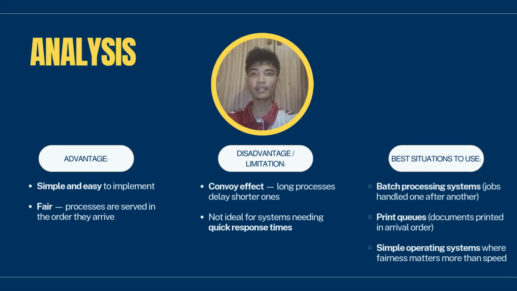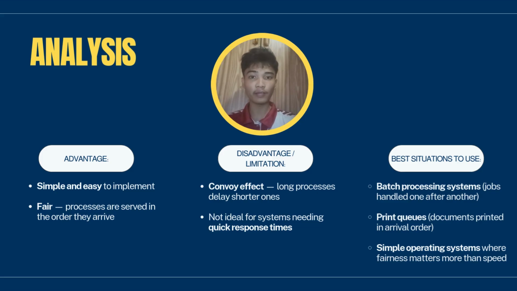Now that we've finished the calculations, let's analyze the first come first served algorithm by looking at its strengths, weaknesses, and where it works best. Now, first, FCFS, or first come first serve, is simple and easy to implement. It doesn't require complex logic, which makes it straightforward to use. It is also fair. Processes are served in the order they arrive, just like lining up in real life.